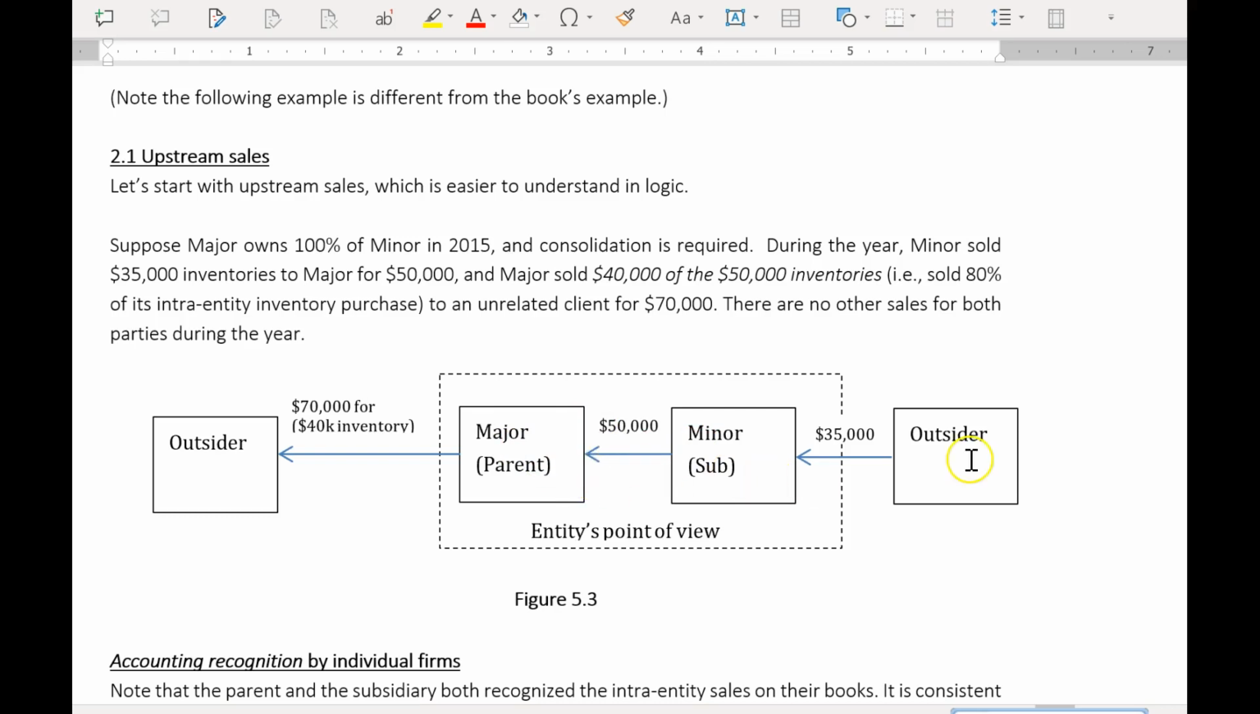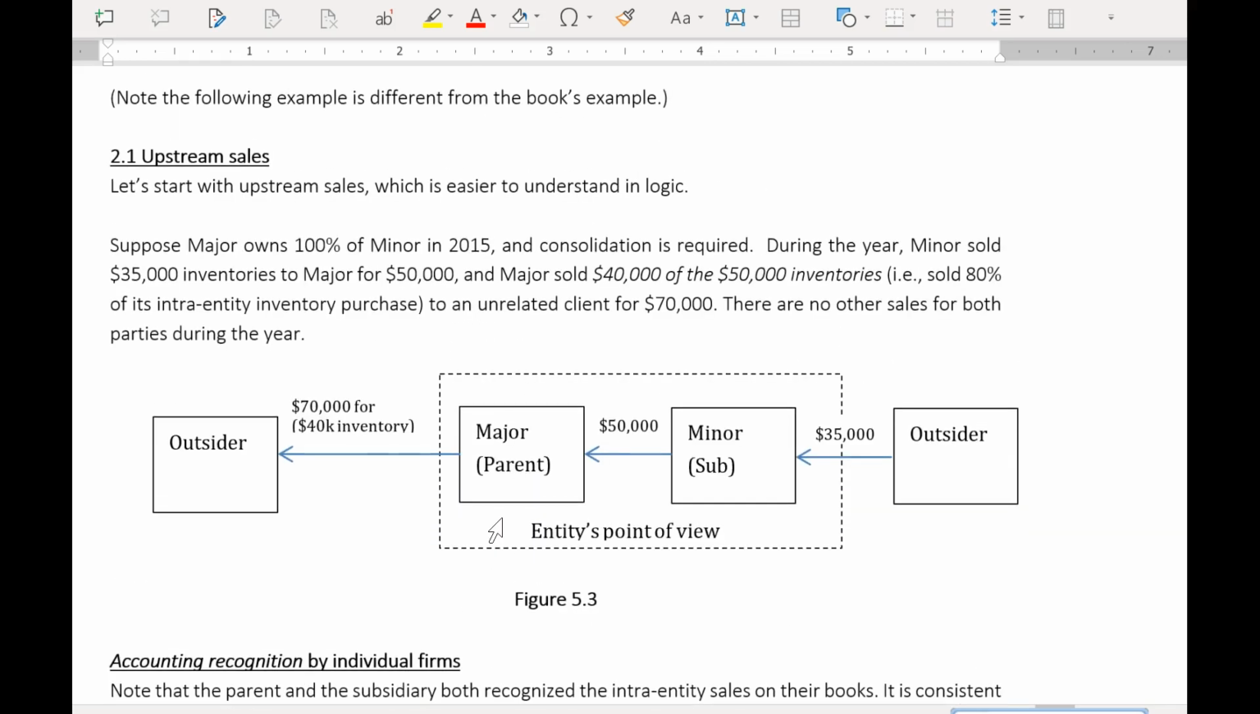So again, the subsidiary sells to the parent some goods, 35K for 50K, and the parent sold 80% of this 50K to outsiders for 70K. But there is another 10K left with the parent, and it's not sold. Now you can see from our demonstration before, in that case only the 80% sold to outsiders is considered realized, and the 20% left with the parent, any gross profit contained in that is considered unrealized.